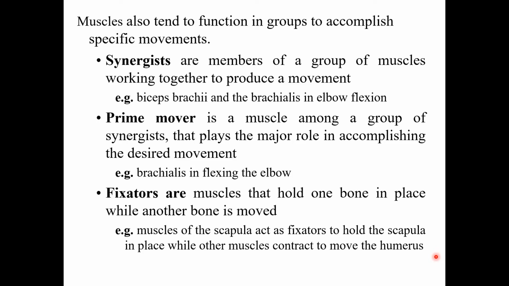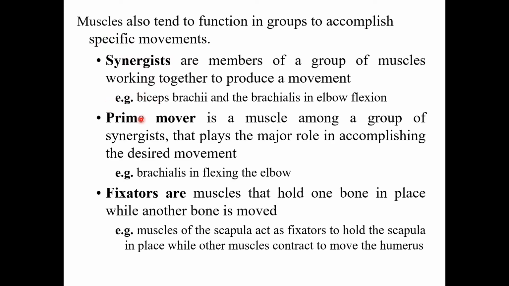Aside from that, we also have muscles that tend to function in groups to accomplish specific movements. Those are the synergists, the prime movers, and the fixators. Synergists are members of a group of muscles working together to produce a movement. For example, in elbow flexion, hindi lang naman biceps brachii yung nandun. Meron siyang mga kasama. Examples of synergists include the biceps brachii and the brachialis in elbow flexion. They help each other. That is why synergists sila.